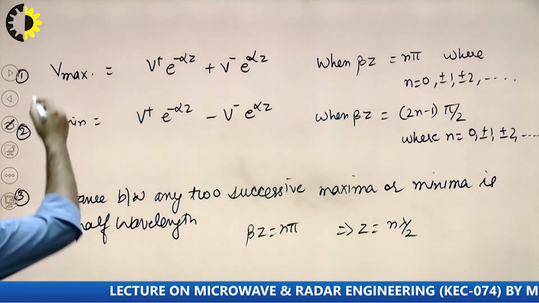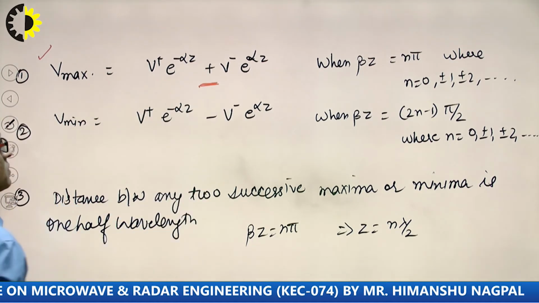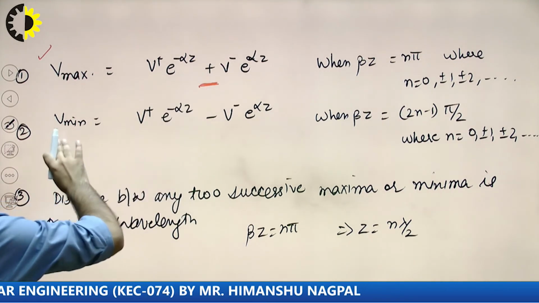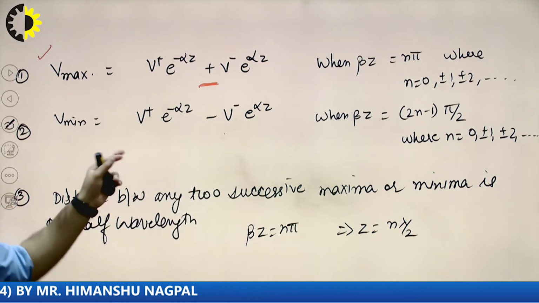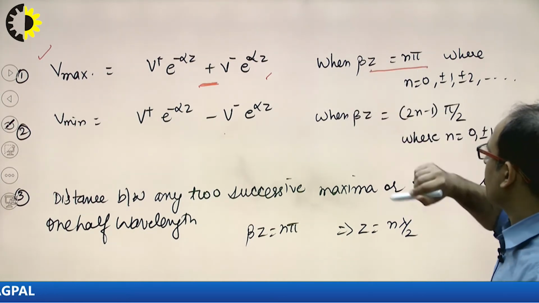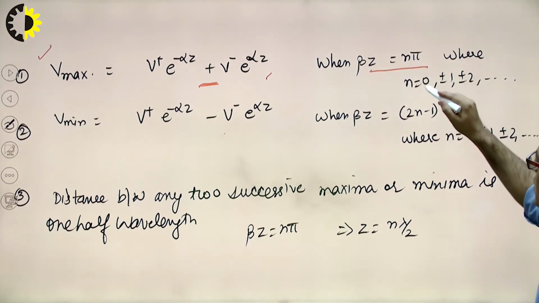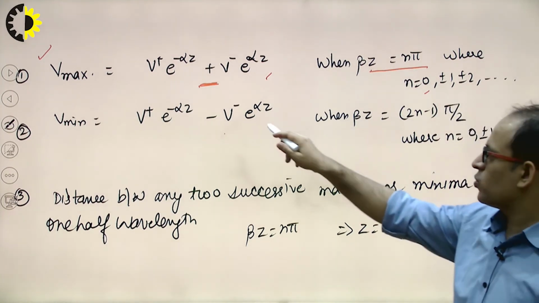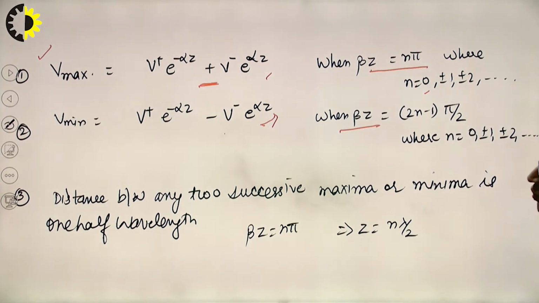Now see this one, Vmax will be equal to what? When there is an addition of the two voltage amplitudes, and minima when there is a subtraction of the amplitudes of the two voltages. Now we will see here that this occurs when beta z equals n pi. This shows the same amplitude, same phase, when beta z equals n pi, where n is 0, plus minus 1, plus minus 2, and the other equation will occur when beta z equals (2n minus 1) times pi by 2. Just put this value.